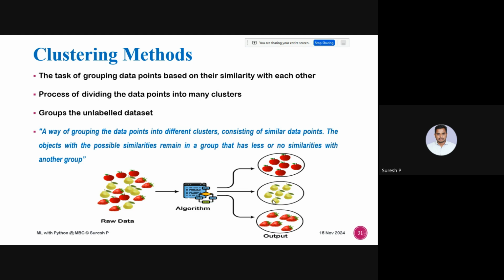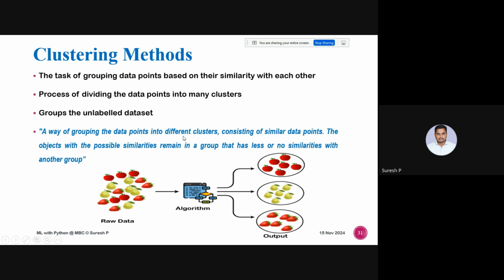Without having the final outcome variable, we will still have some outcome. That is called clustering. In the clustering process, the data points will be grouped into different clusters, and every cluster's data points will have some similarity measures. That's very important. Within a cluster, the data points will have some similarity. The objects with the most similarities remain in a group that has less or no similarity with another group.